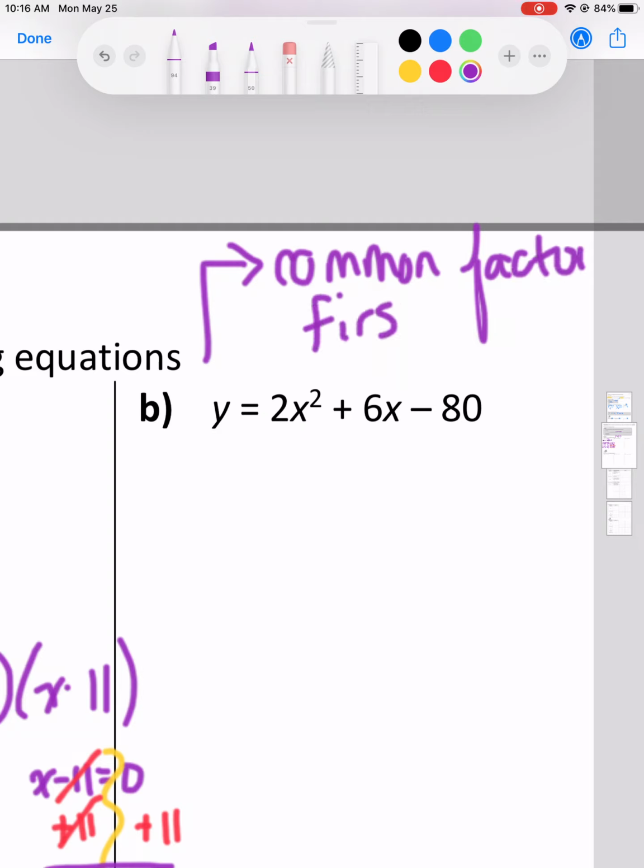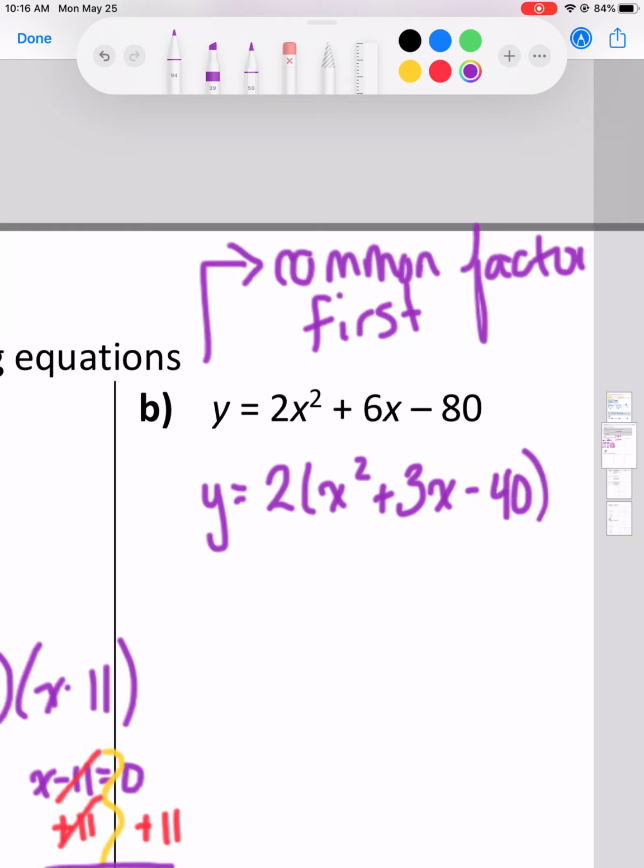I won't give you a question like this on your test, okay? It is still good to know, though. I'm going to just tell you right now, there's a 2 in everything, so what does that look like? It's going to look like y is equal to 2x squared plus 3x minus 40. Okay? So what's going to happen is we're now going to factor this. That's the only difference.